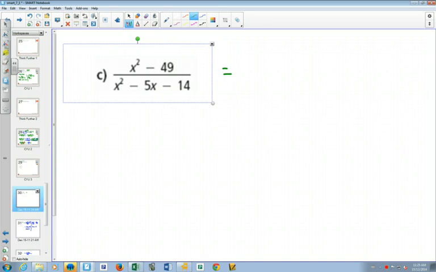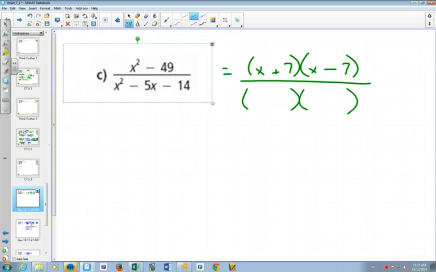Questions like this. Here we go. Now we've got a binomial on the top, a trinomial on the bottom. Our main strategy: we're going to see if we can factor. Can you factor the top? Yes. It's a difference of squares: x plus 7, x minus 7. The bottom is a trinomial. Can you factor it? It's going to be x and x, minus 7, plus 2. Doesn't matter which order you do that.